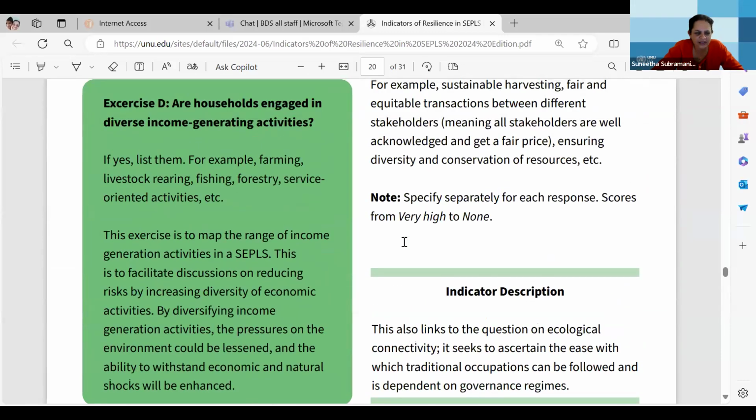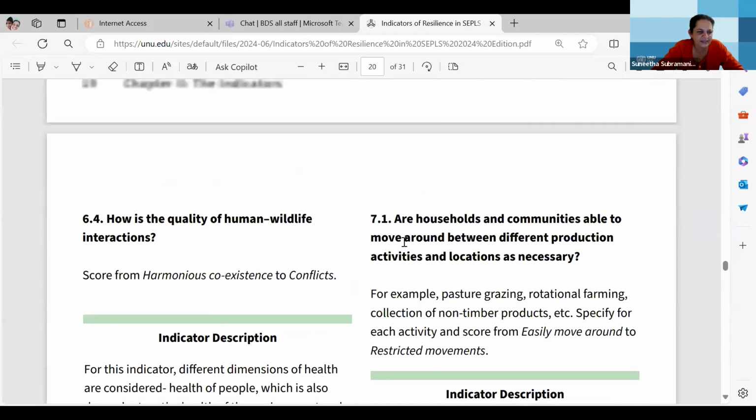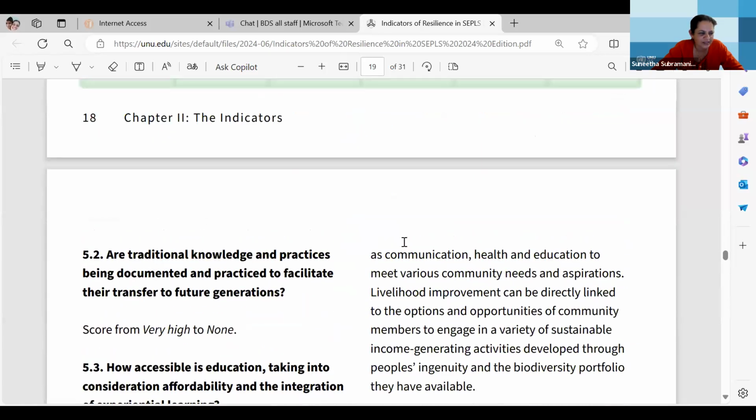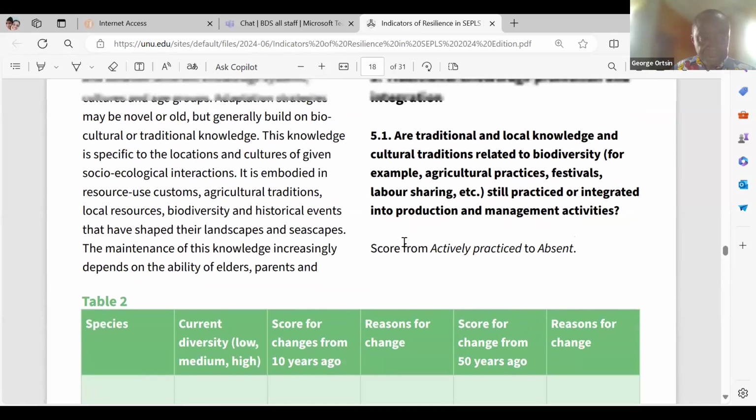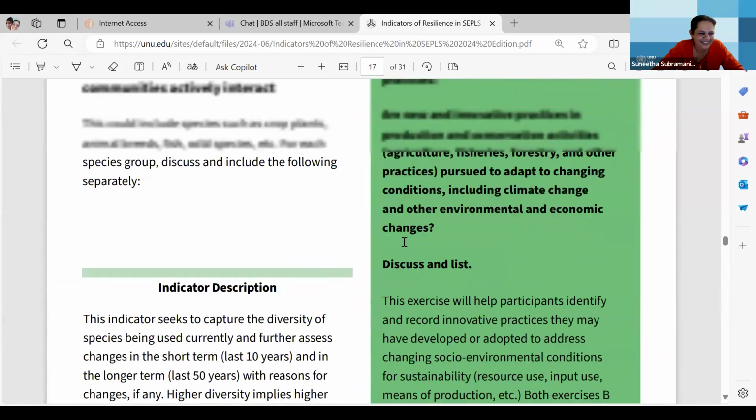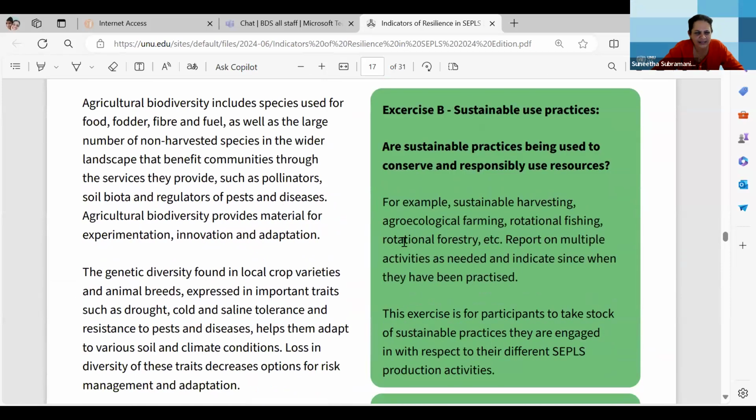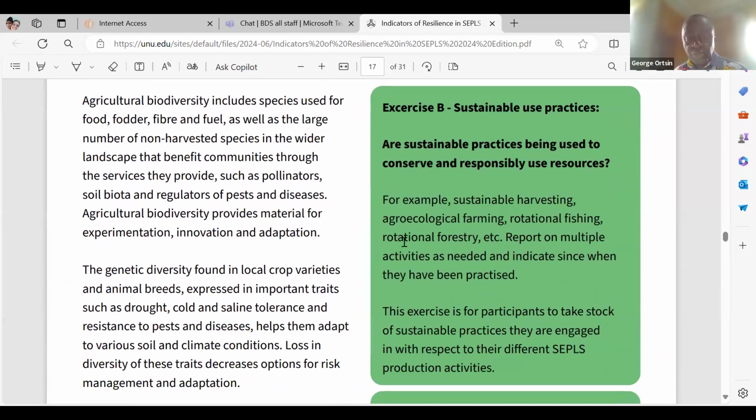It's there in the write-up, so I think that's what you were looking for. Just give me one second, please. This one, right? Yes.